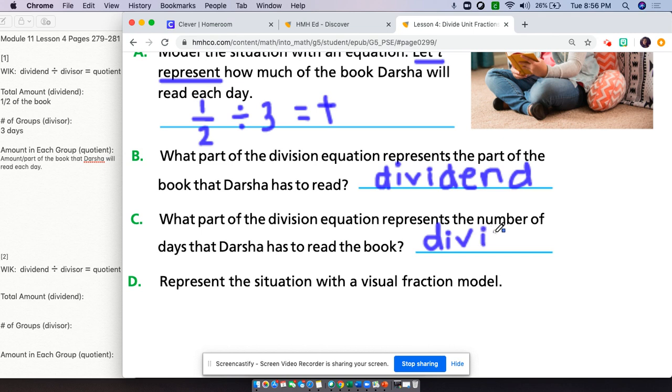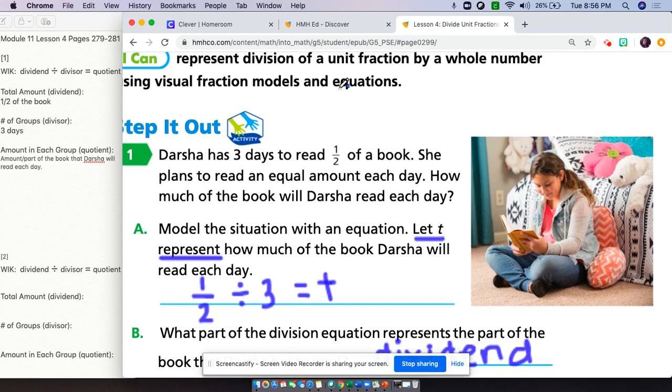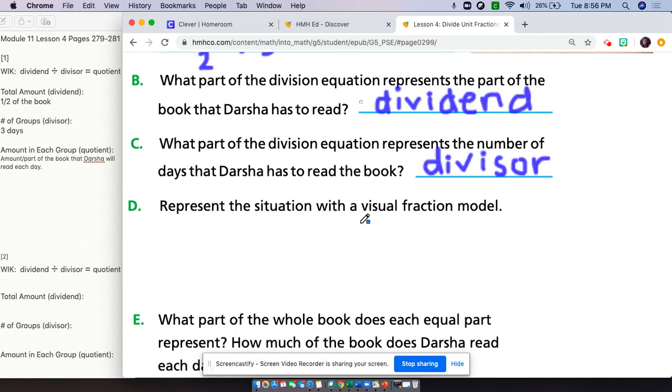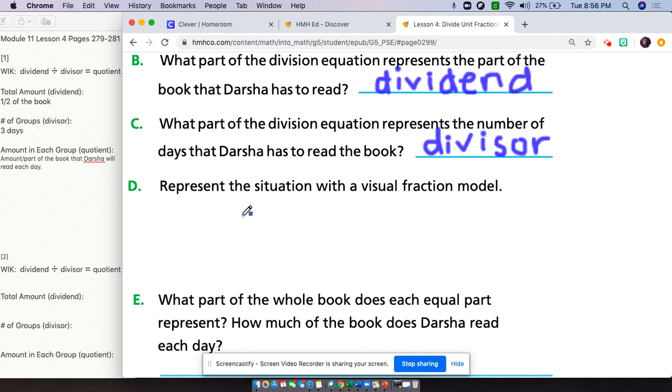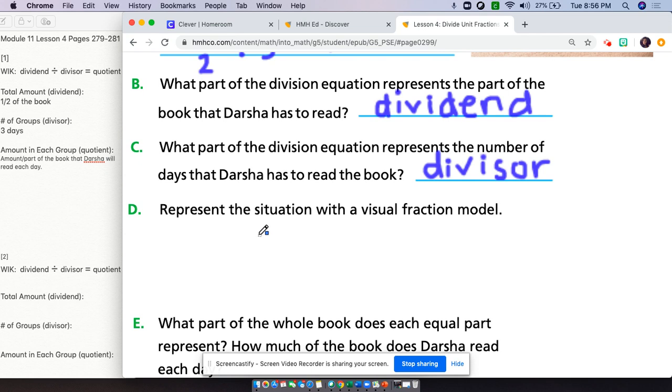Now for part D. It wants me to represent the situation with a visual fraction model. Remember our objective? We were going to learn how to write out equations by the end of this lesson and visual fraction models. I got my equation part done. Now I've got to work on my visual representation. So the first thing I have to represent is my half. How do I represent half for my dividend?